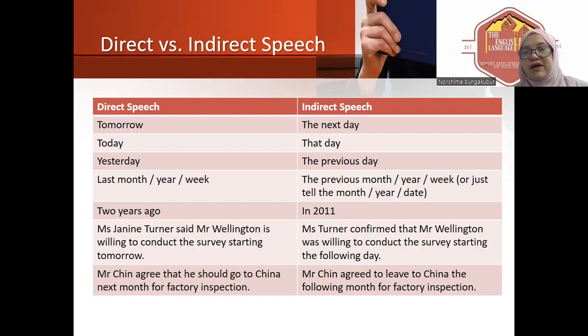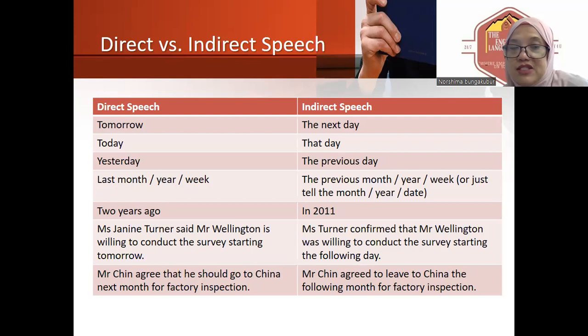Direct versus indirect speech. Direct speech uses tomorrow. Indirect speech will use the phrase the next day. Okay. Today, that day for indirect speech. Yesterday, the previous day for indirect speech. Last month, last year, last week, the previous month, the previous year, the previous week, or just tell the month, year, or date. 2 years ago, direct speech. Indirect speech will say in 2011.